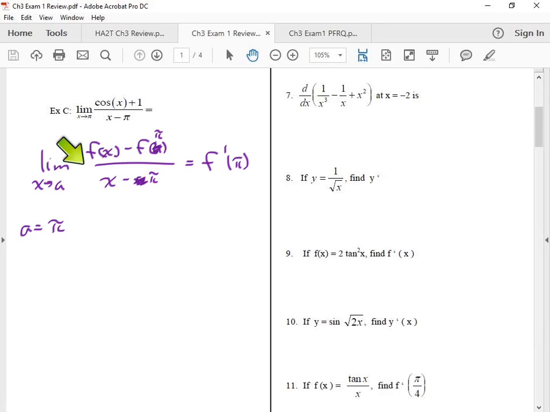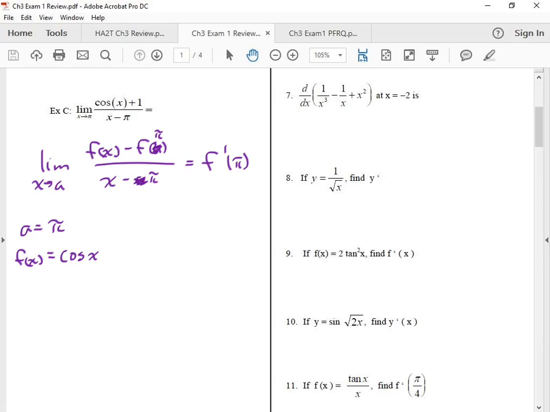Okay, so what am I plugging this pi and this x into? What is my function? What's the function? Look at that. If I plug pi into this function, I get 1. If I plug x into this function, I get cosine x. Oh, there it is. It's cosine x.